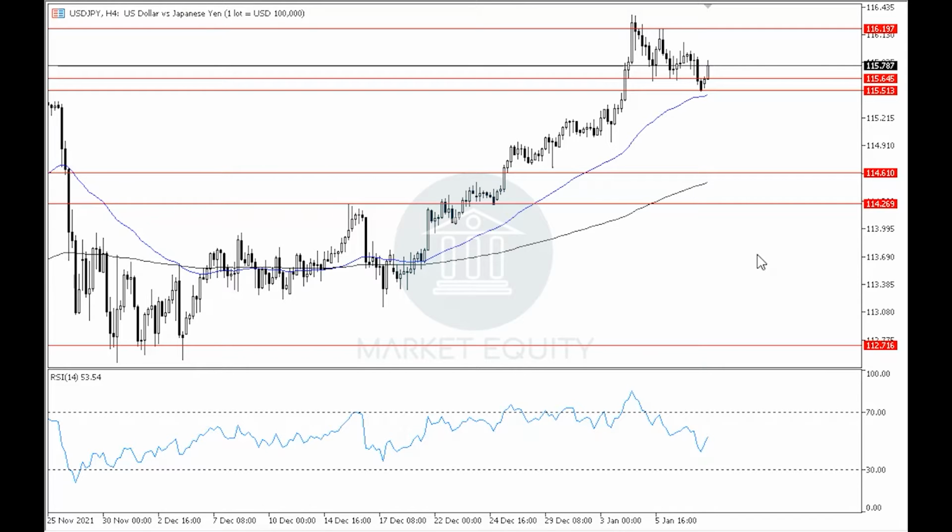I'm going to be talking about some of the important pairs and their price movement predictions for the day, which is Monday, 10th of January 2022.